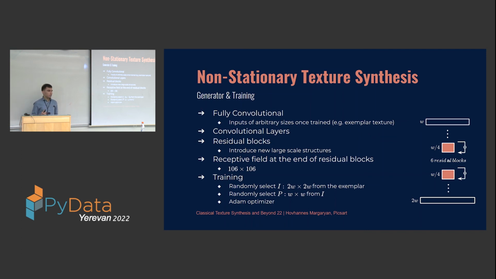The training works as follows. At each iteration, we randomly select a patch I of size 2 times W from the given input exemplar texture, and this I is going to serve as a ground truth. Next, we randomly select a patch W from I and give it as an input to the generator. The training procedure is optimized using the Adam optimizer.